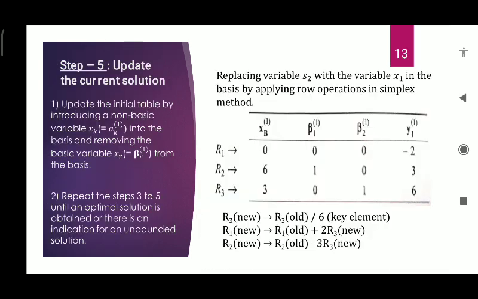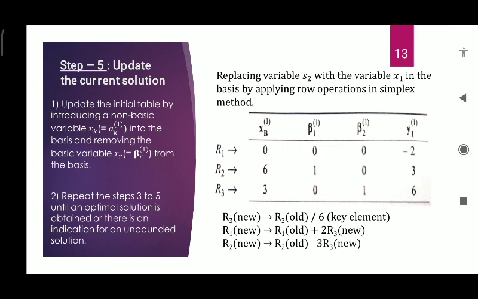So in step 5, we update the current solution. For that, we have to introduce a non-basic variable xk, that is ak upon 1, into the basis, and remove the basic variable xr, namely br upon 1, from the basis. So we have to repeat these steps from 3 to 5 until an optimal solution is obtained, or there is an indication of an unbounded solution. So for that, we replace the variable s2 with the variable x1 in the basis by applying row operations, which we discussed already in the simplex method.